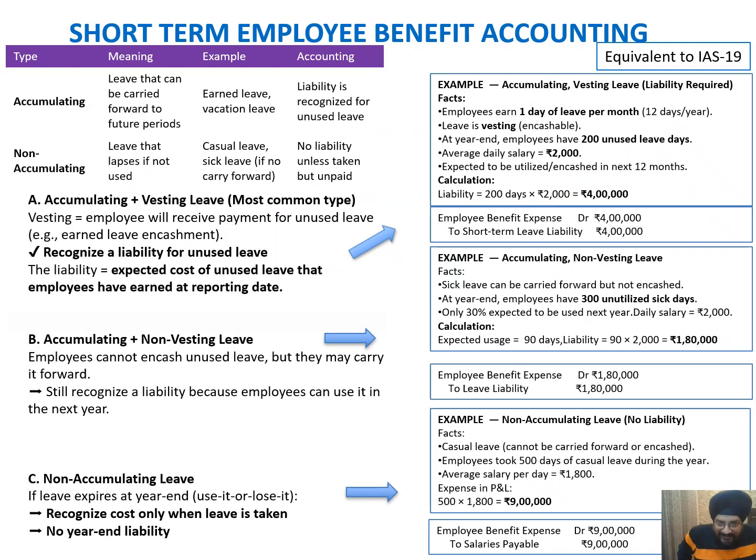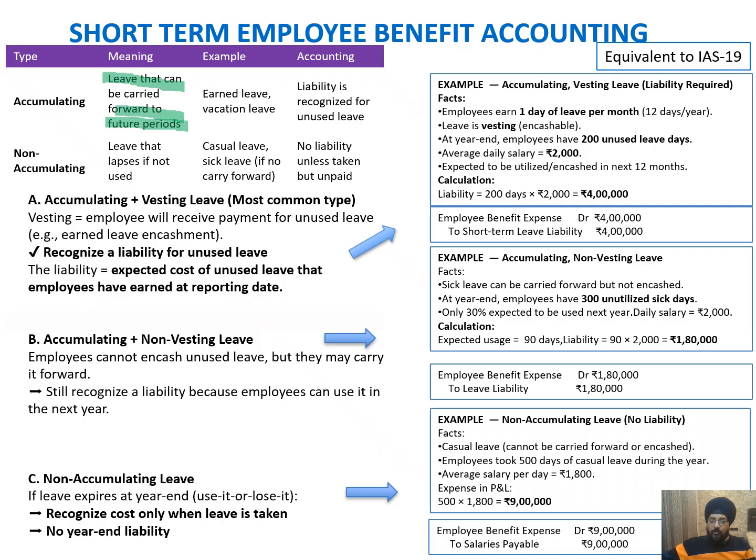Okay, so let's spend some time to understand the concept of short-term employee benefit in detail with respect to leaves. We have come up with three examples and tried to give scenarios showing how the accounting for leaves happens, both when the leaves are vested and when they are not vested. First, let's quickly look at the definition of accumulating and non-accumulating leaves. Accumulating leaves are leaves that can be carried forward to a future period.